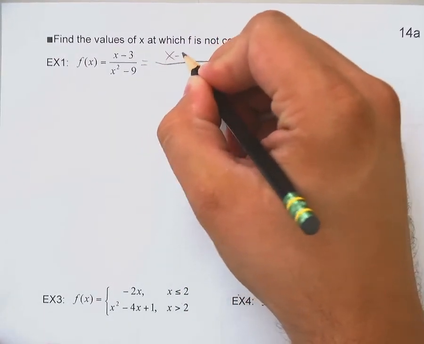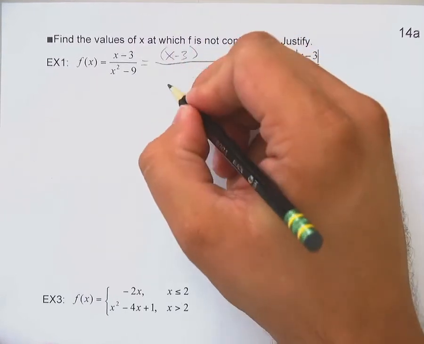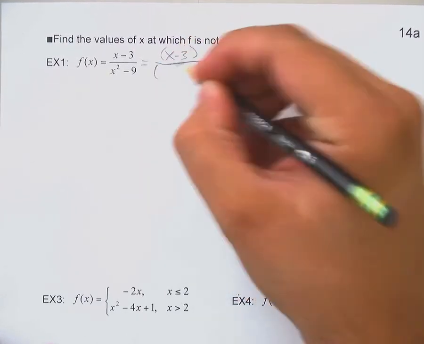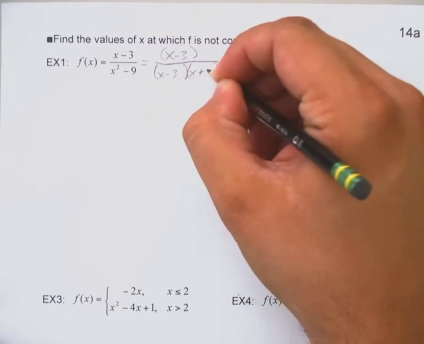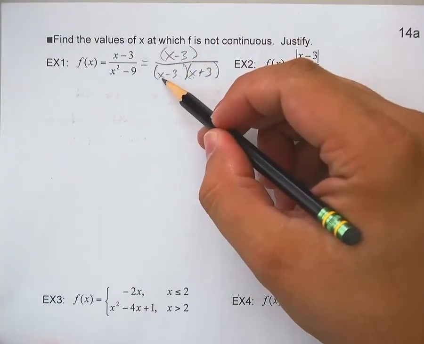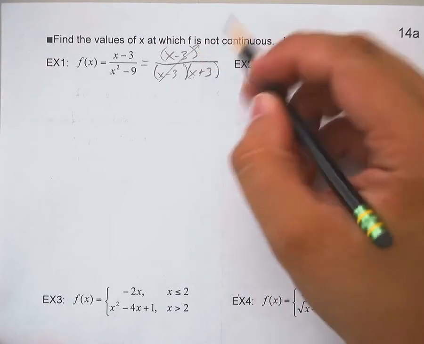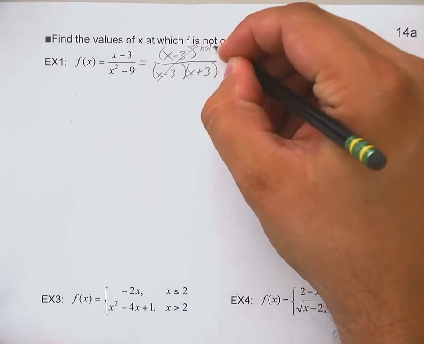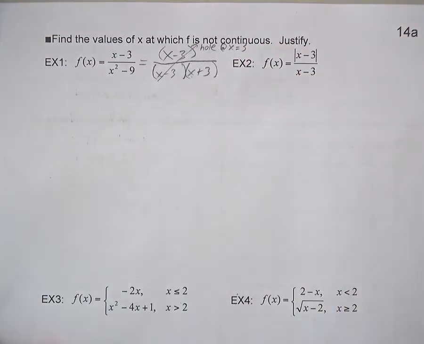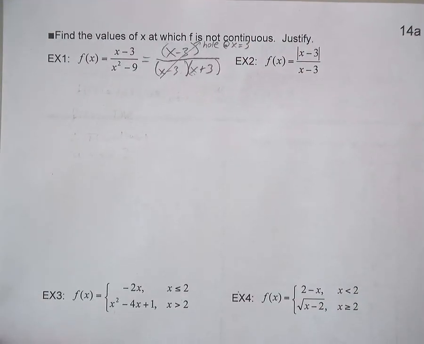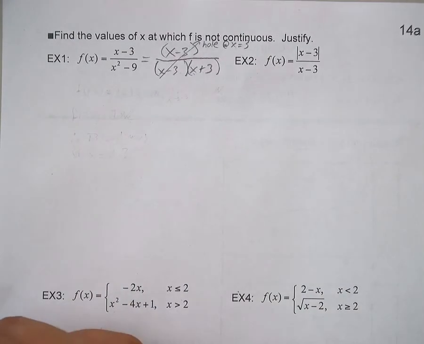On the top you have x minus 3, and on the bottom you have x minus 3, x plus 3. If you notice, these two cancel out, and we learned a few days ago that that means there is a hole at x equals 3, right? There's a hole there. All right, so let's keep going here.